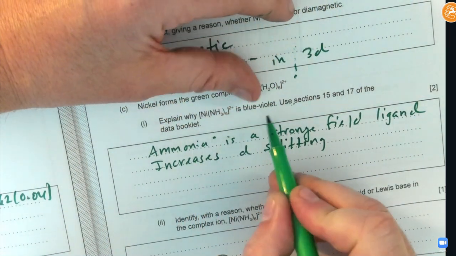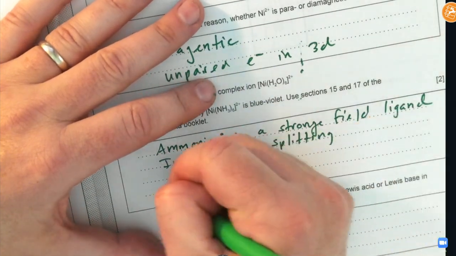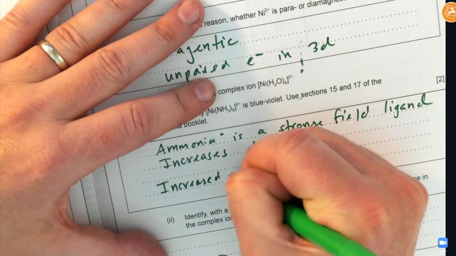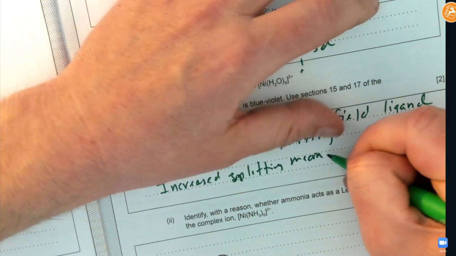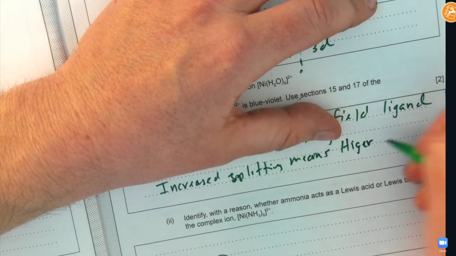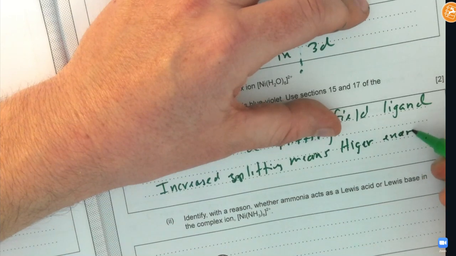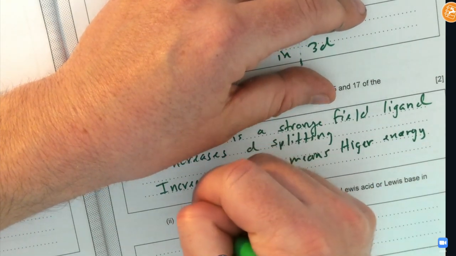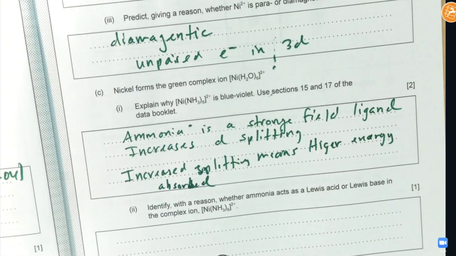All right, so explain using sections 15 and 16. I would say increased splitting means higher energy absorbed. I'm screwing up here because what I'm writing isn't making sense to me. Let me pause it.